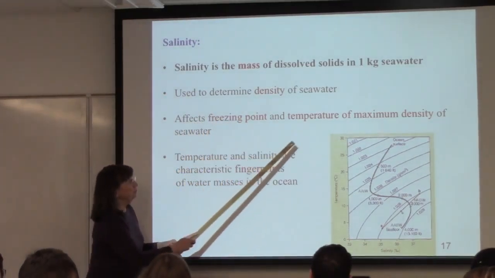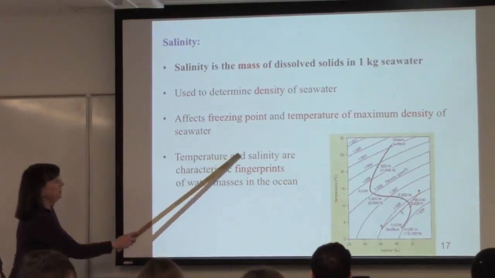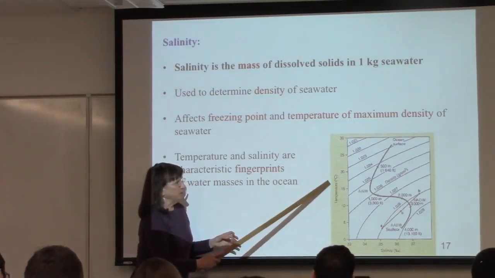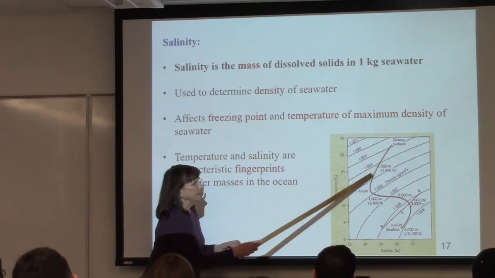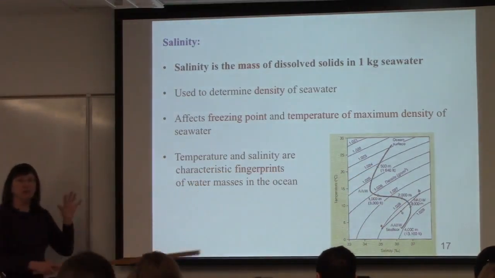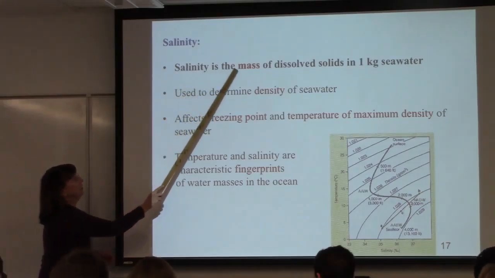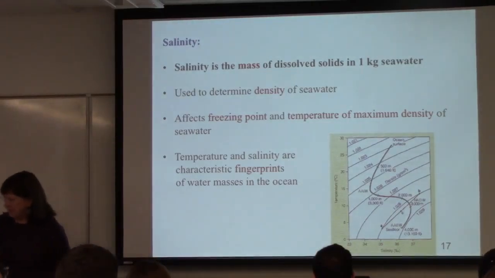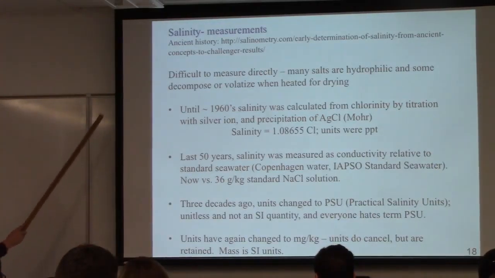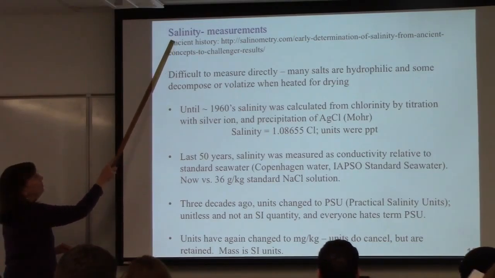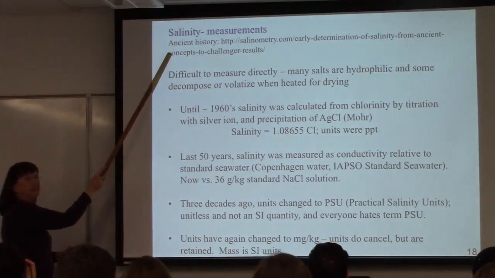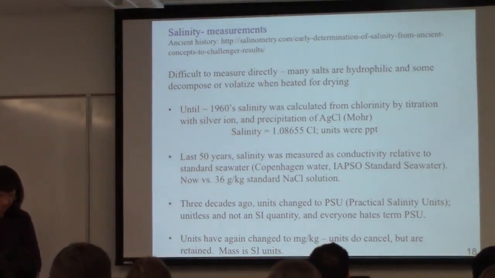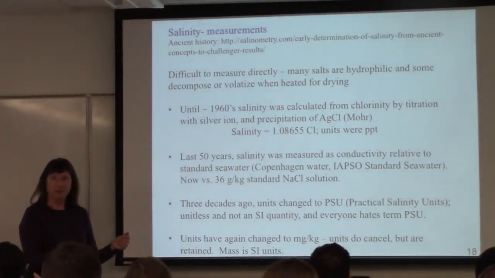So salinity affects freezing point, and the TS characteristics, which in Dr. Thomas's class next year you'll be really exploring a lot, are used to designate different water masses. So they're like fingerprints of different water masses. Salinity is the mass of dissolved salt in a kilogram of seawater. If you're a history buff, this is a really fun website, and it goes back to Socrates and Aristotle in terms of salinity. And, again, you open a textbook, and it talks about salinity.